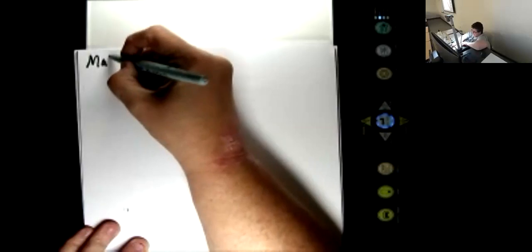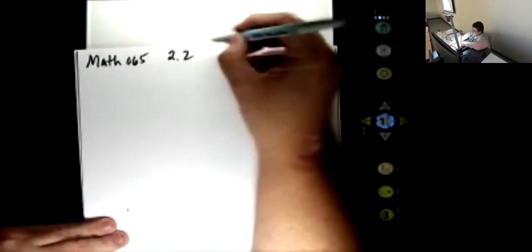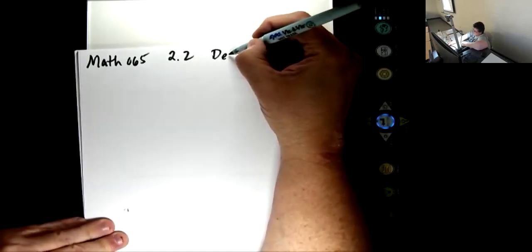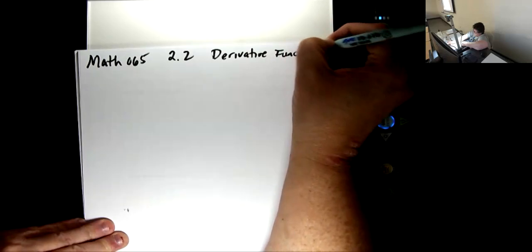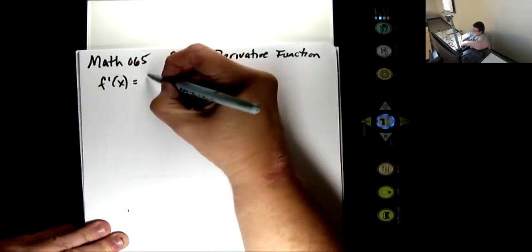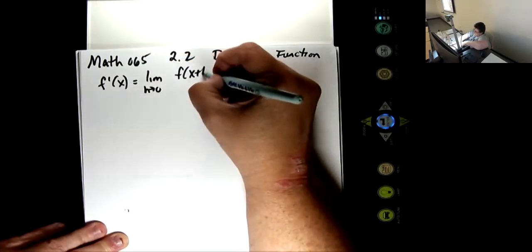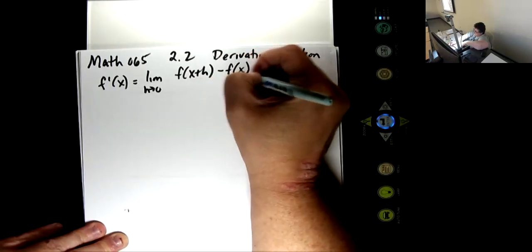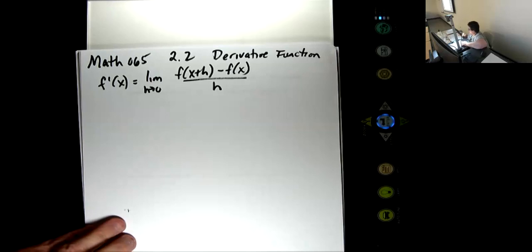Welcome back. Today in class in Math 65, we were looking at 2.2, and this is where we introduce the derivative function. f prime of x equals the limit as h goes to 0 of f of x plus h minus f of x all over h. And there were a couple examples we didn't finish.